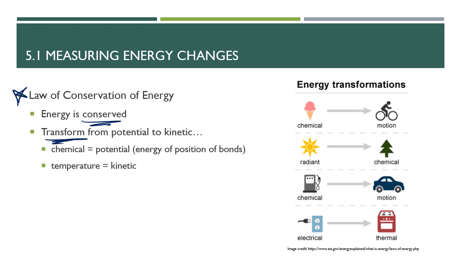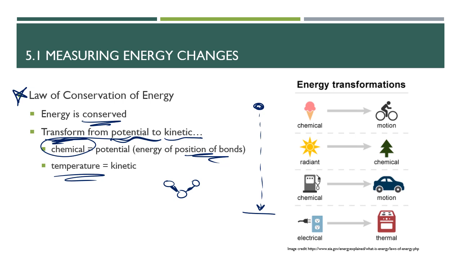And we're going to talk a lot about how we transform potential energy into kinetic energy. That potential energy for us is going to be lots of chemical energy. In physics, potential energy is often the position of a thing, right? So if you have a ball and you hold the ball up high, it has lots of potential energy. That potential energy is transformed into kinetic energy as it falls. For us, it's going to be more about the potential energy that is stored in chemical bonds, the position of those bonds, and then temperature is going to be our measure of kinetic energy here in chemistry.